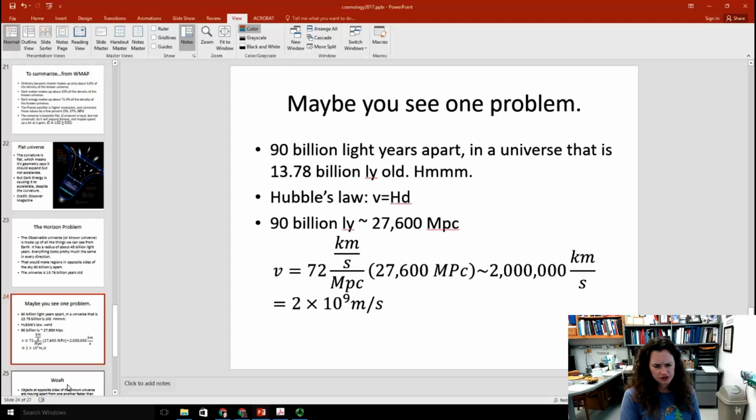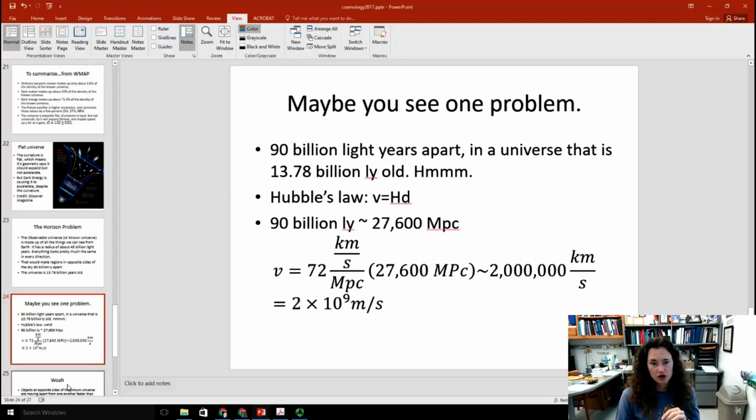Speed is equal to distance divided by time. Well, let's look at Hubble's law, too. Hubble's law says that the recessional speed v is equal to the Hubble constant times the distance of that object from us, d. Okay, so if two objects are on the opposite sides of the universe so that they're 90 billion light years apart, well, 90 billion light years is about 27,600 megaparsecs, okay?